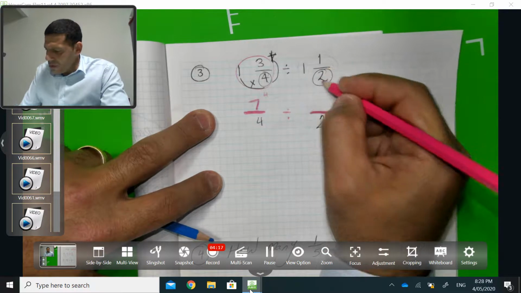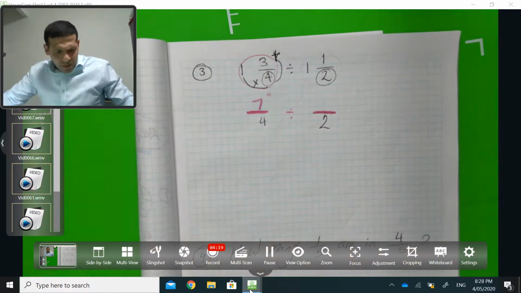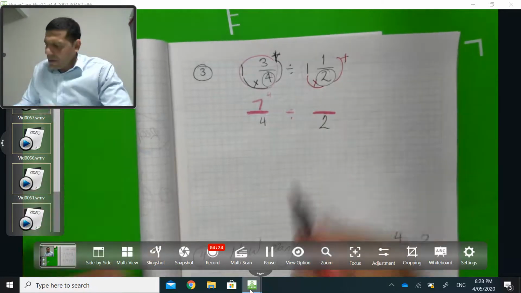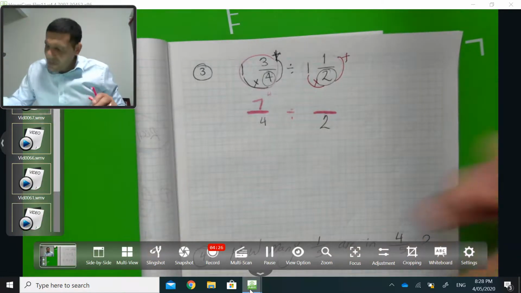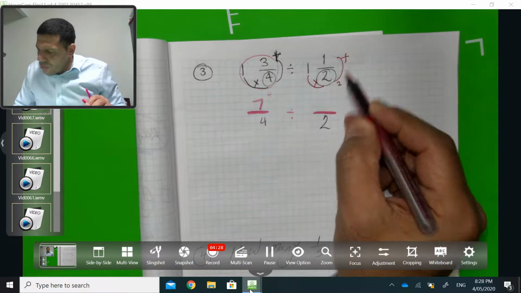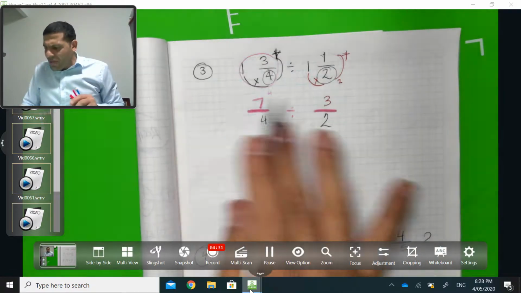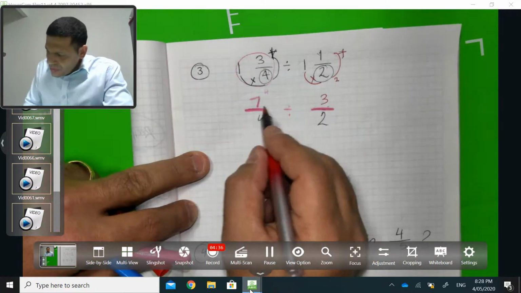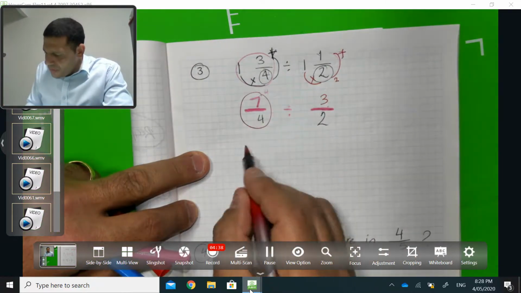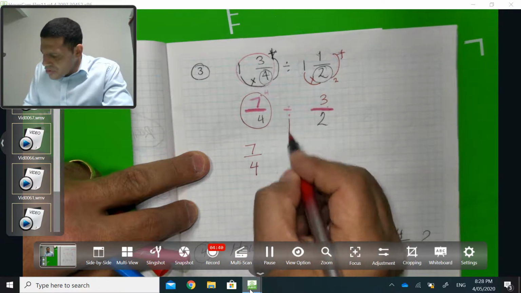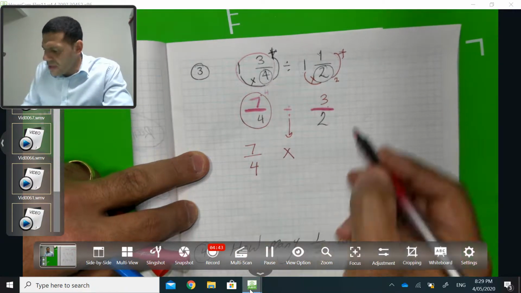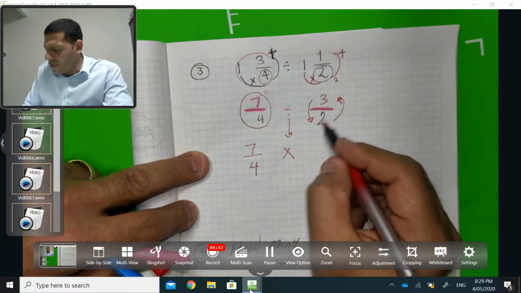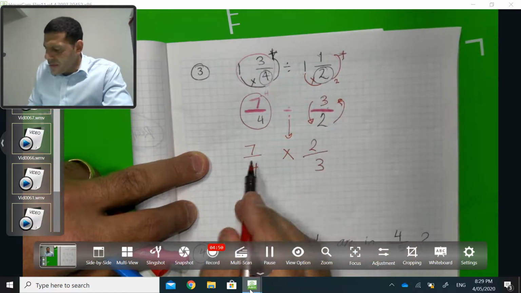And here you do the same, guys. How do we do this one? Multiply and then plus. 1 times 2 is 2. 2 plus 1 is 3. So now we have 2 fractions. It's an easy way to do it, guys. To divide, you keep the first fraction as it is, 7 over 4, change division into multiplication, and then you get the reciprocal for the second fraction. 3 over 2, you write it as 2 over 3, and start to multiply.